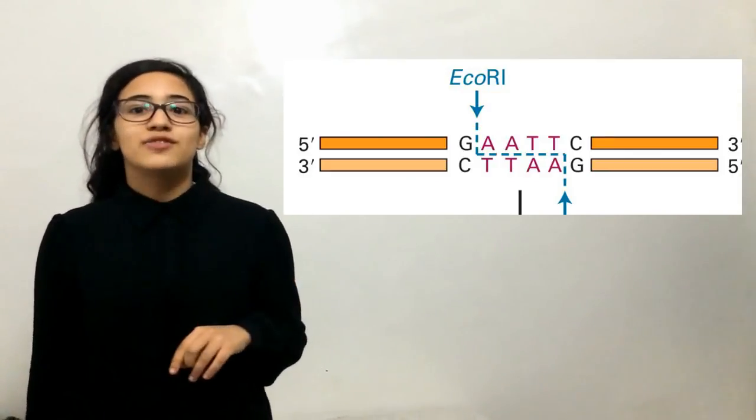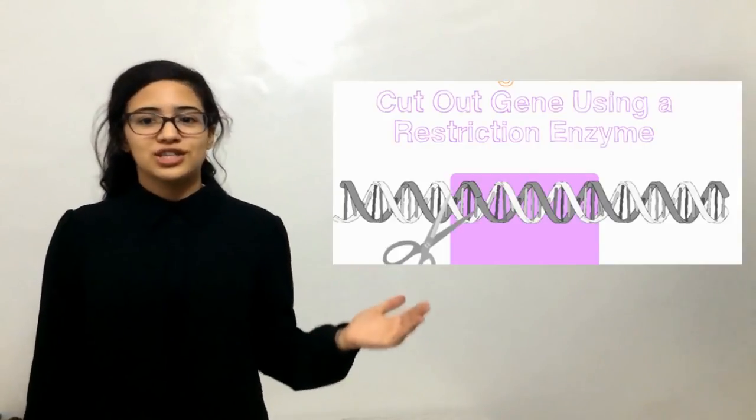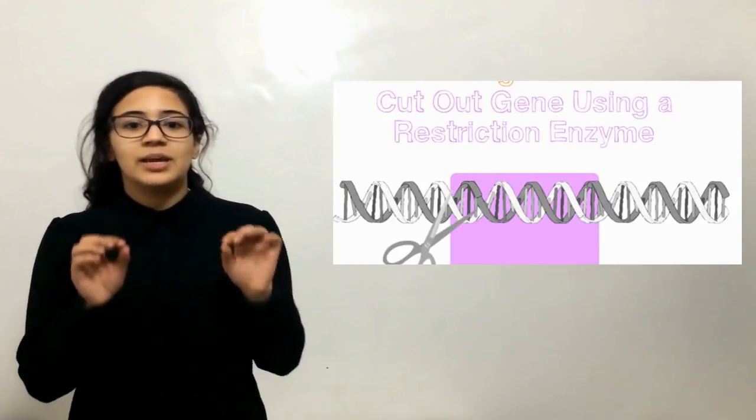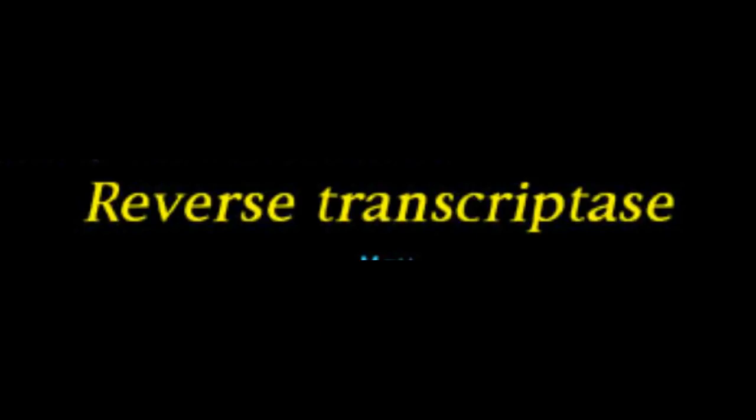First step is to find the gene of interest and isolate it. Well, to do that, we need restriction enzymes that will cut the DNA at precise points depending on the nitrogenous bases order. The other thing that we could do is use another enzyme called reverse transcriptase. It produces DNA from messenger RNA thanks to the complementarity of nitrogenous bases.